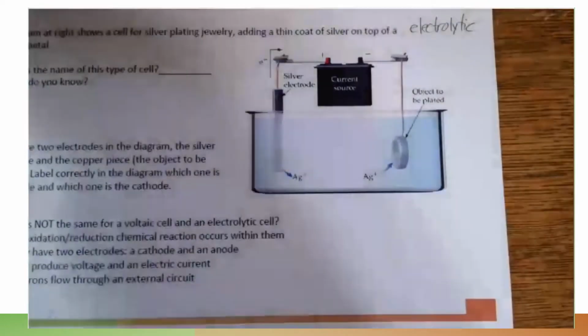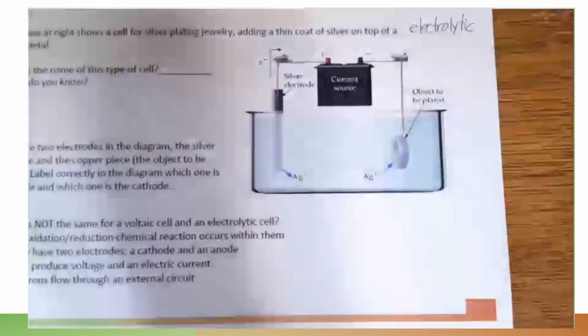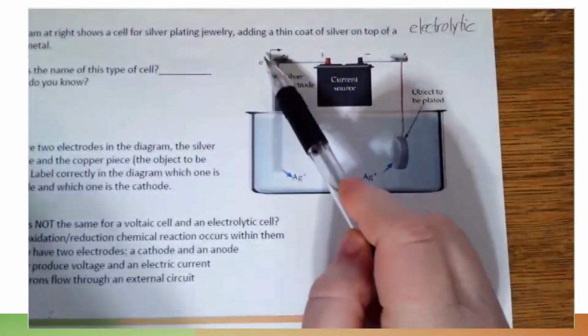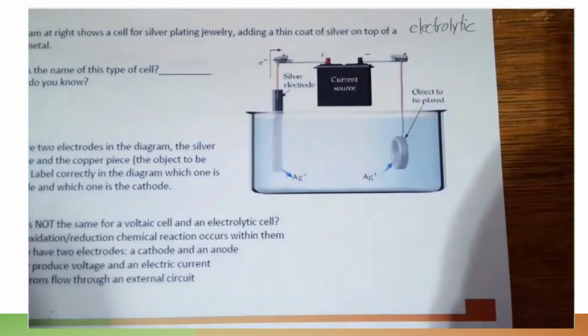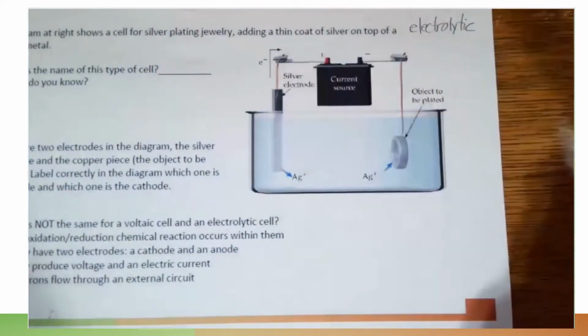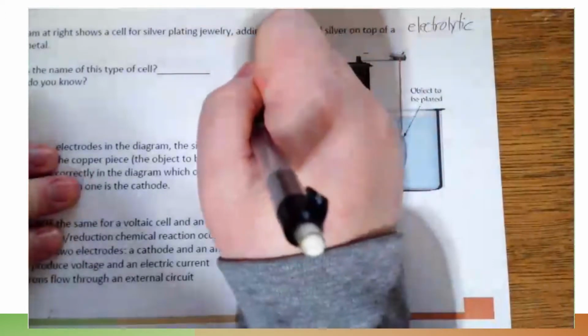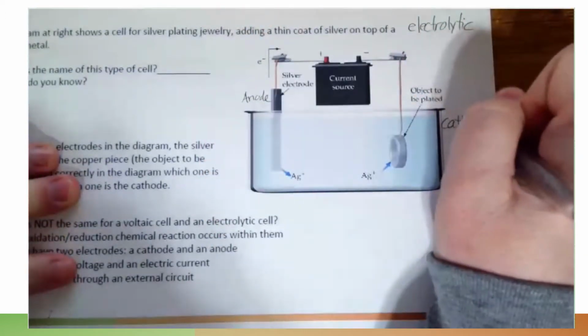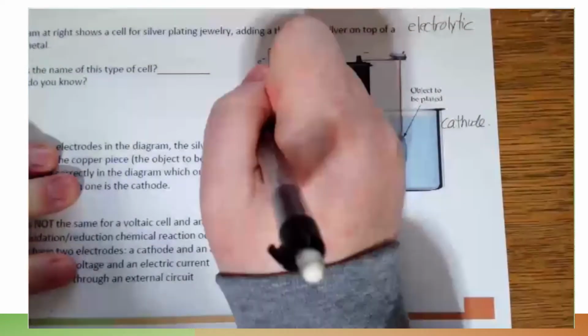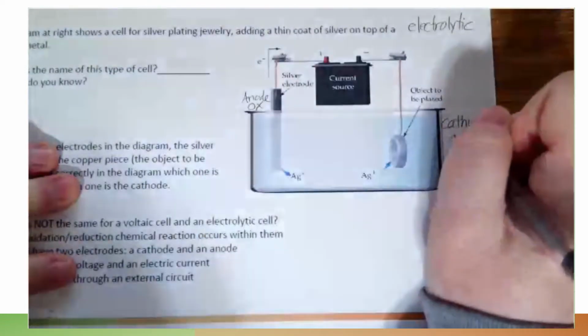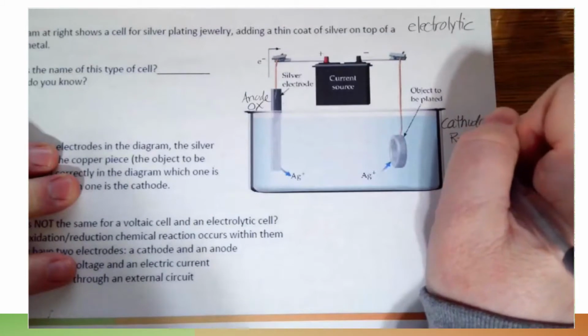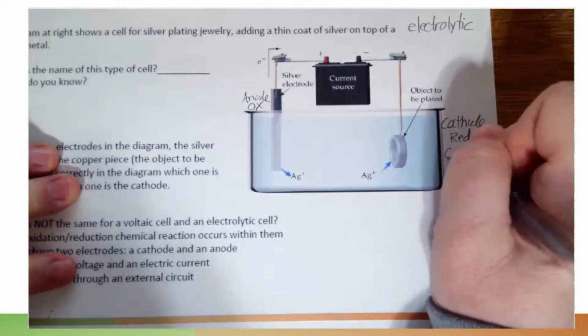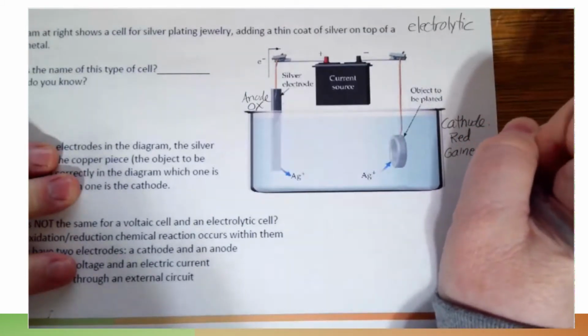Now it doesn't tell me what the other one is, okay, but it does show me the electron flow, right? So the electrons are going this way. So the electrons, remember, always go from anode to cathode. Okay? The anode is always oxidation. The cathode is always reduction. Reduction means gaining electrons.